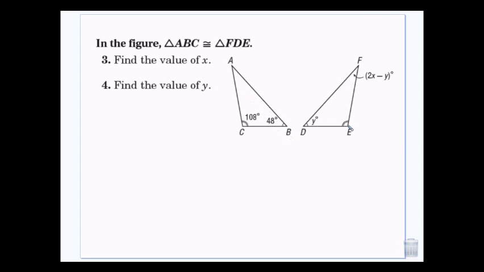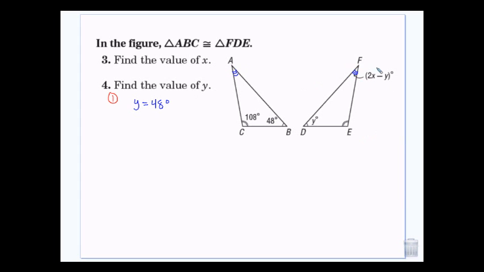Congruency to solve. Find the value of x. Okay, so I have B and D are the same. C and E are the same, so that makes A and F the same, right? Because triangles add up to 180. So that makes A congruent to F. Right? So that means, well, I need to find x. But before I can find x, I'm going to have to know what y is, aren't I? Well, what's y? Okay, so you have to find y first. This has to be accomplished first.